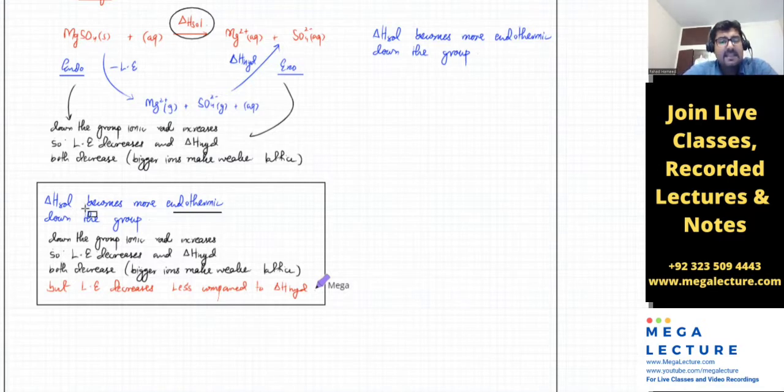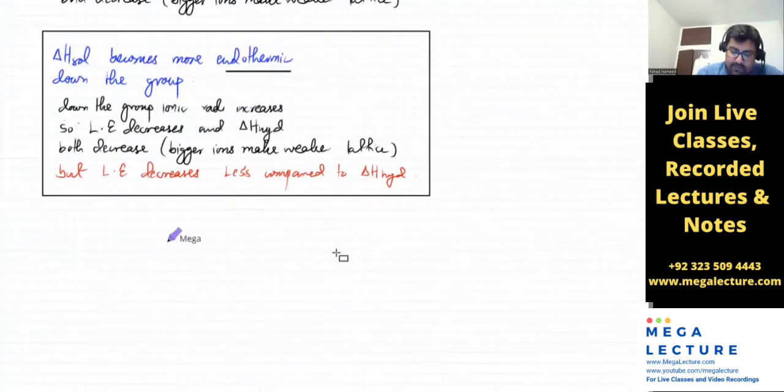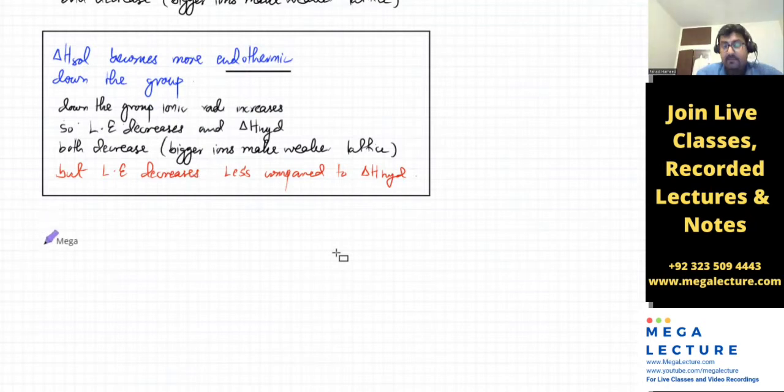And then there's the other one, which is for hydroxides. Now for hydroxides, the answer would be slightly different, because hydroxides are the opposite. What happens in hydroxides is that the opposite happens: it becomes more soluble down the group.